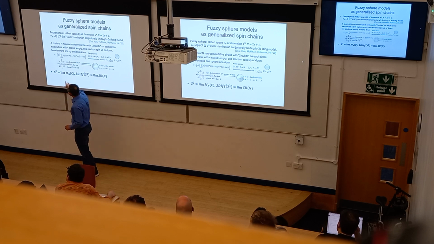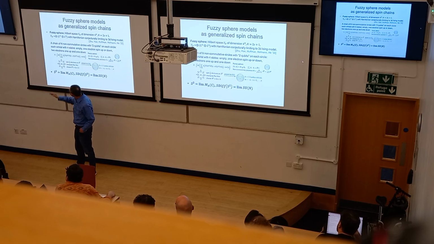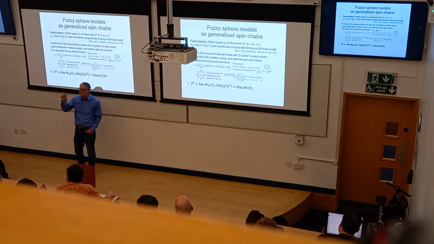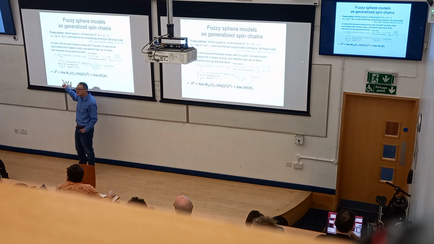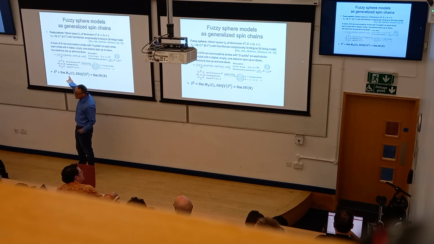Can I explain a little bit more in which precise sense the S2 is the limit of the matrix algebra? Yeah, so this is actually a mathematical theorem. You take all the functions of the two-sphere as a unidimensional abelian algebra. And then you know the points on the two-sphere correspond to maximal ideals of this algebra. And then this matrix algebra, if you define the right Gromov-Hausdorff distance, will converge to that algebra.